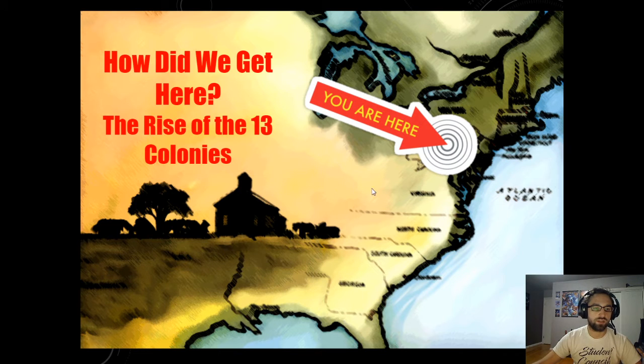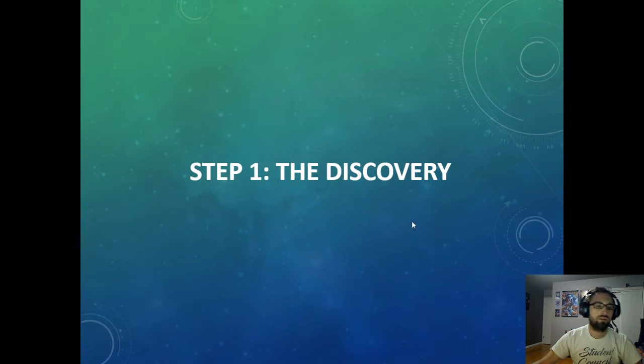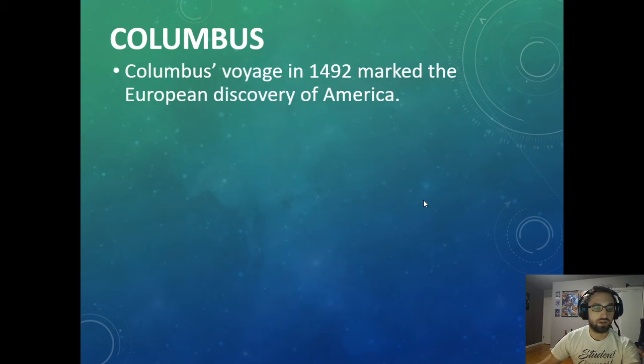So how did we get here? The rise of the 13 colonies. First, we're going to talk about the discovery of America. So obviously, we're going to talk about our boy Columbus. Now, he sailed in 1492 and discovered America. This is the European discovery of America.